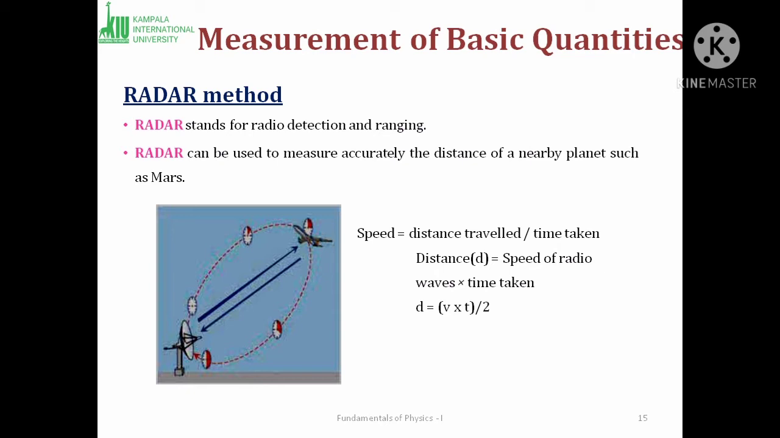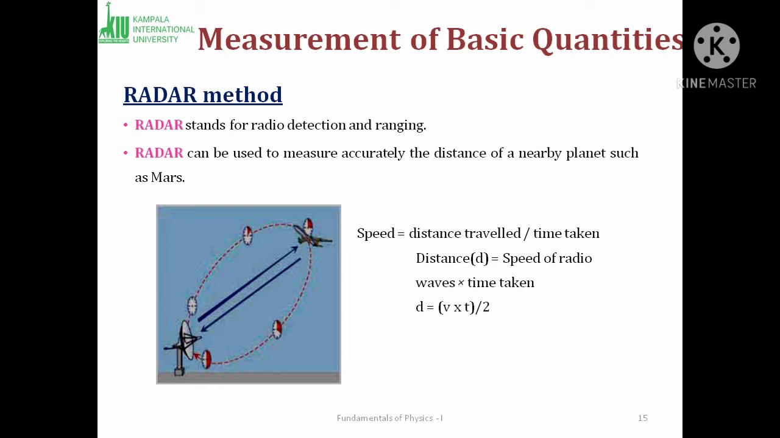In this method, radio waves are sent from the transmitter. After reflection of the signal from the planet, it is detected by the receiver. So, by measuring the time interval between the radio waves being sent and received, the distance of the planet can be determined. We know that speed is equal to distance divided by time, right? So here the speed is distance traveled divided by time taken. From this, distance is equal to speed into time.